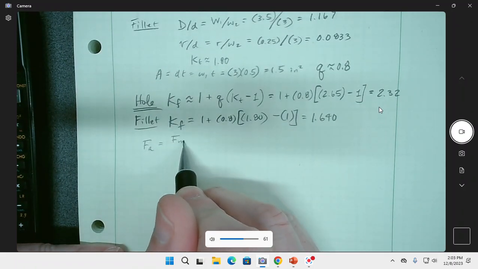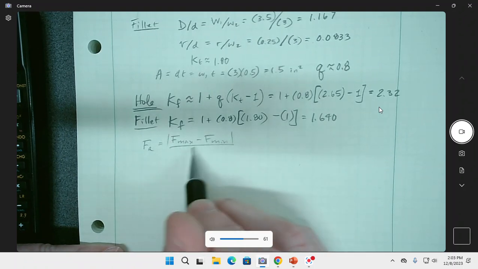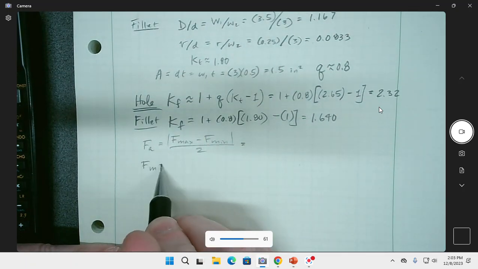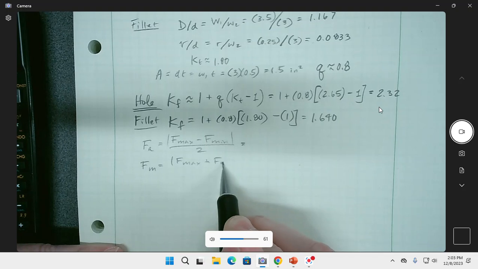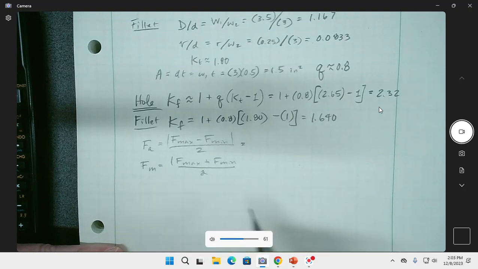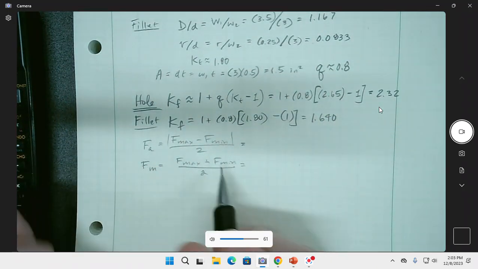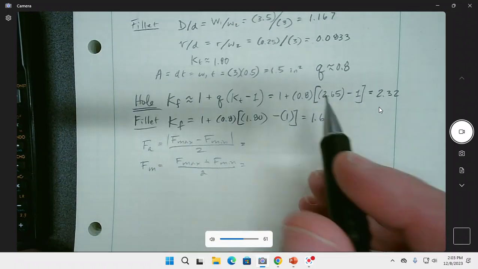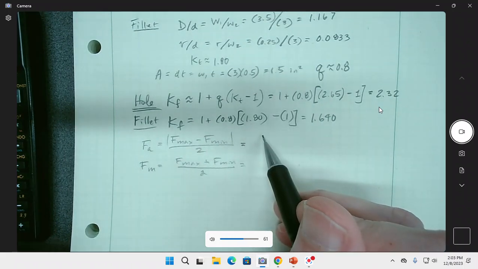So here you go, F max minus F min. This is the one where you do the absolute value. And then the mid-range force, you go F max plus F min over 2. This one is not the absolute value, that one is. We don't care whether the alternating one is negative, but we do care about the mid-range being negative. I'll explain about that in a minute. It kind of messes up this problem, I think, but we'll see.